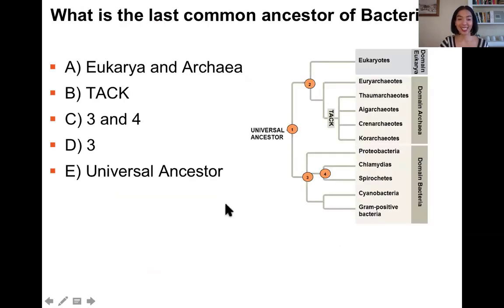Let's review this. Do you remember how to read phylogenetic trees? Now, let's find the position in the tree for the last common ancestor of bacteria. Is it eukarya and archaea? Maybe TAC? Maybe 3 and 4, or number 3, the universal ancestor. What is the ancestor of bacteria? The last common ancestor of all of these bacteria is right here. Okay, hopefully that's clear for you. And if not, come to my office hours.